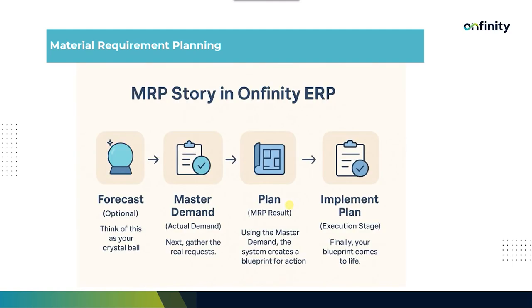To understand the MRP story, you can think of the forecast as a crystal ball created against the plan. From the forecast, you create the master demand, which represents the actual demand. Then you run the plan using the master demand, and the system creates a blueprint action. From this blueprint, you execute, and as a result, you get purchase orders and production orders.